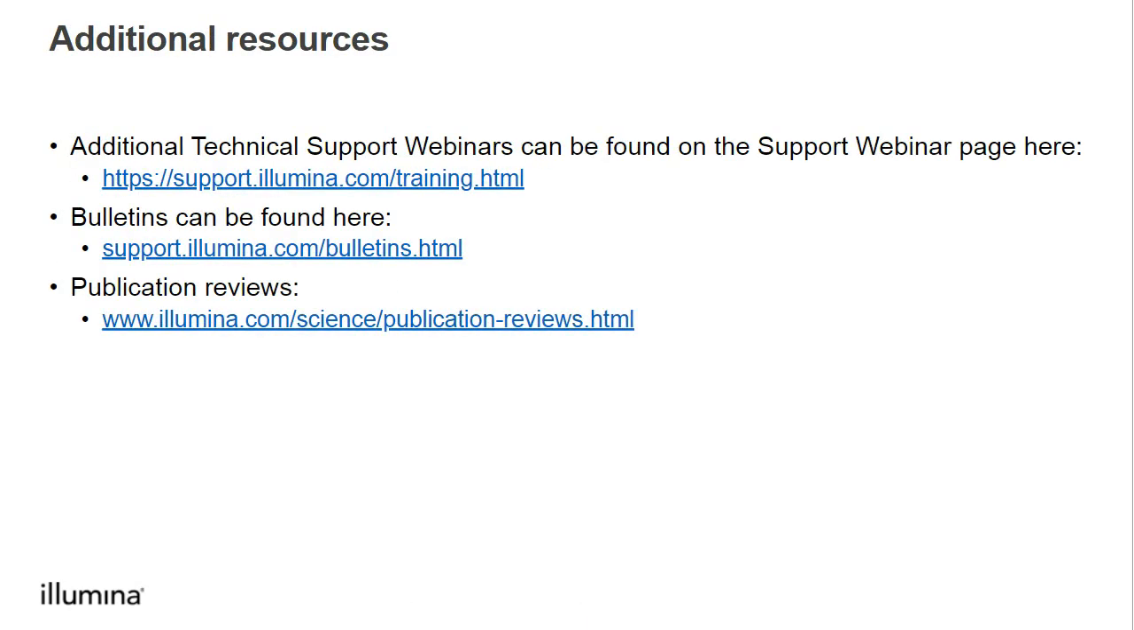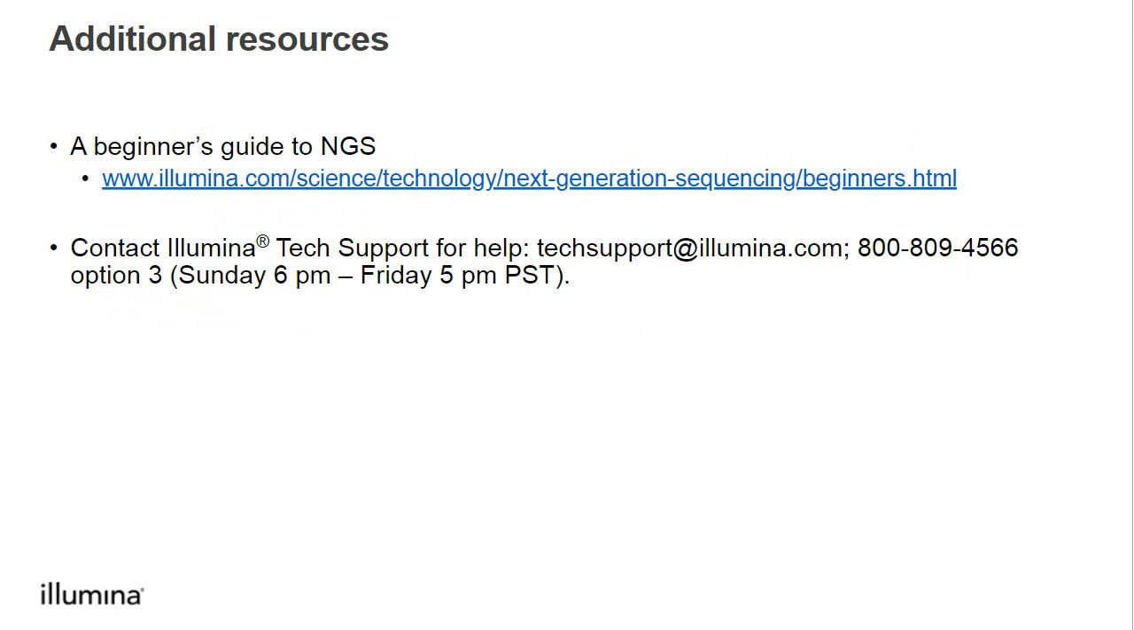Additional technical support webinars can be found at the first link. We have upcoming webinars, and we can register for these here, and links to recorded webinars on multiple topics from library preparation to data analysis, which can be viewed at any time. We have helpful support bulletins, which include information on best practices for library preparation, sequencing, and data analysis, along with many other topics. Finally, we have publication reviews, which feature applications of Illumina Next Generation Sequencing technology. We have a beginner's guide to NGS page, and you can always reach out to technical support via techsupport@illumina.com or by calling us directly at the number here.